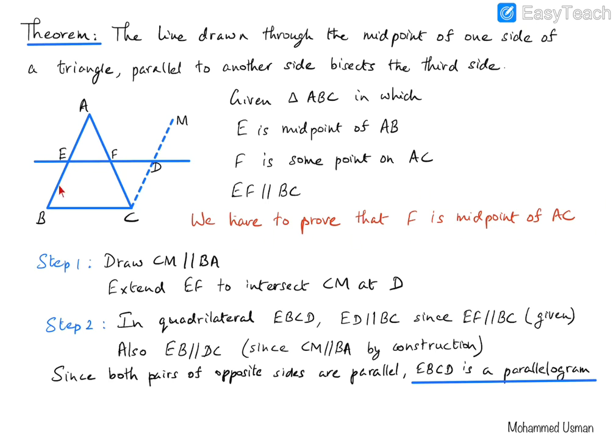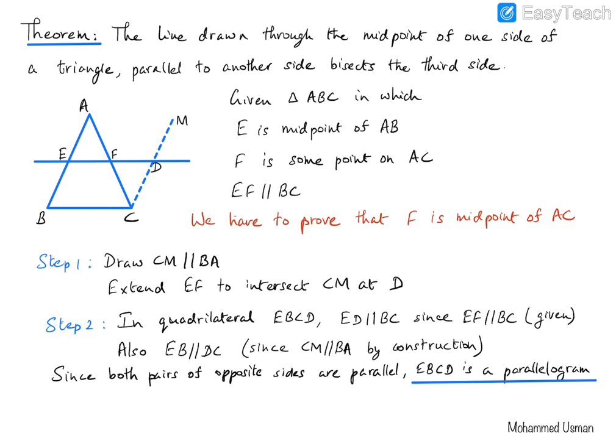Okay, so first we have constructed this parallelogram by making this line CM parallel to AB first of all, and then extending EF until D. And then in this quadrilateral EBCD, what we notice is ED is parallel to BC because that is given in the theorem. So the line E is passing through the midpoint E and parallel to BC, so that is given. So ED is parallel to BC, therefore EF is also parallel to BC. Okay, that is given. And also this side EB is parallel to DC, because this is by nature of our construction, because we made CM parallel to AB.